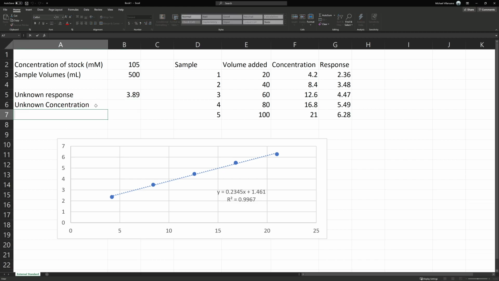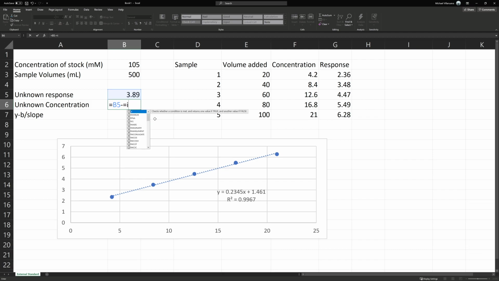So y minus b divided by slope. This is the equation. So this equals y, well, this is our y value here, minus b. What is our b? Our b is known as our y-intercept. So we can start by typing equals I, N, T, and here it is. Here is our first function that we want, the intercept function. So we double click it.